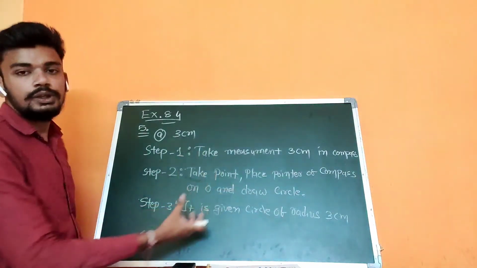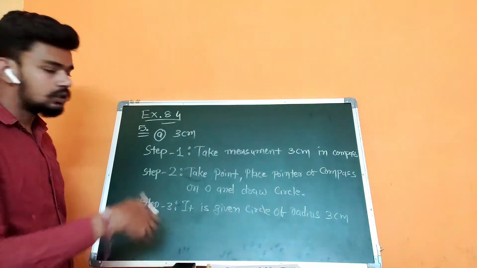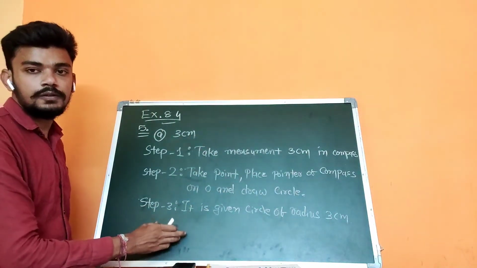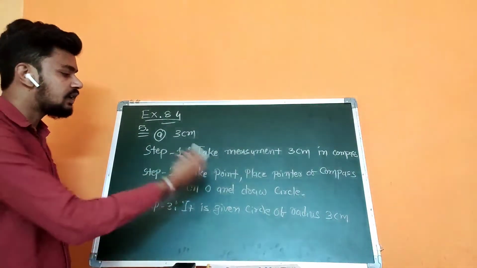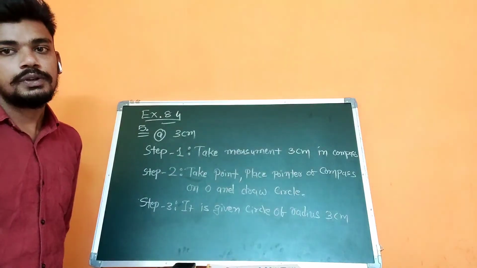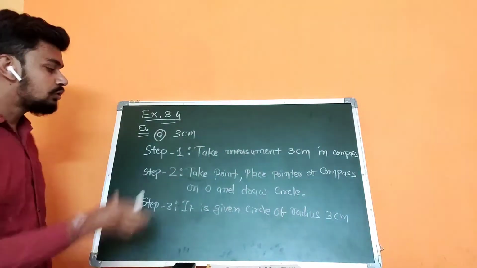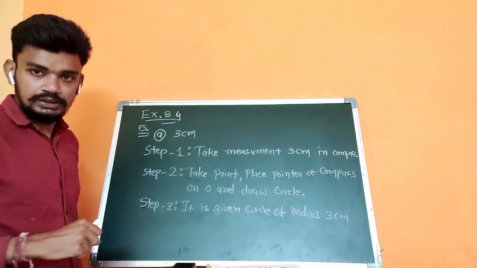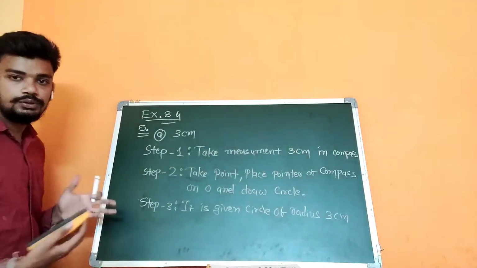You can draw the circle first, then after you can write the steps of it, or do that part of the question a while later. But remember, the steps are compulsory. You have to write all the steps. So that's how you have to write the steps.